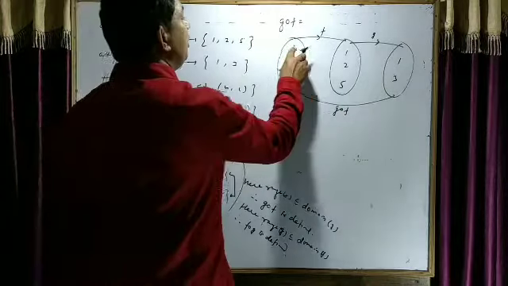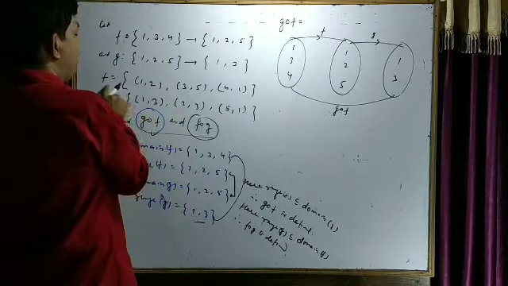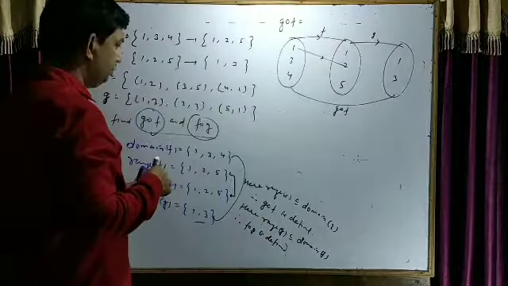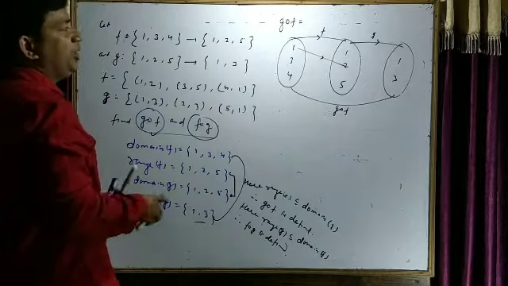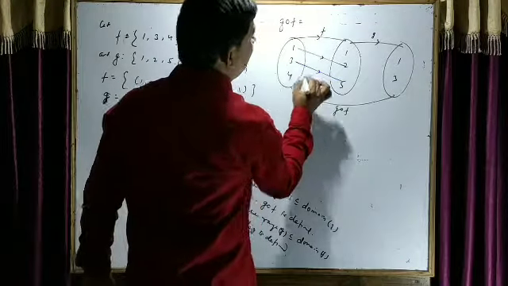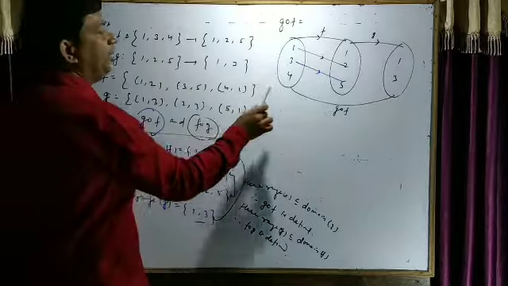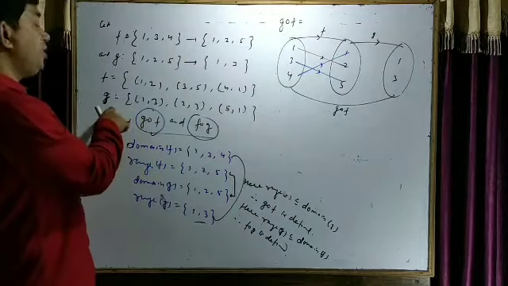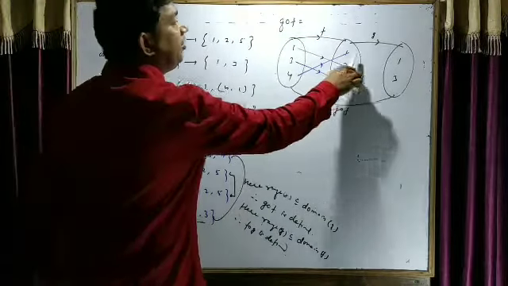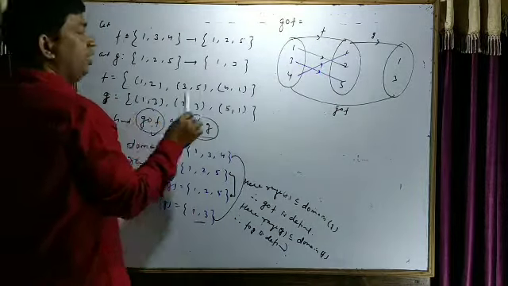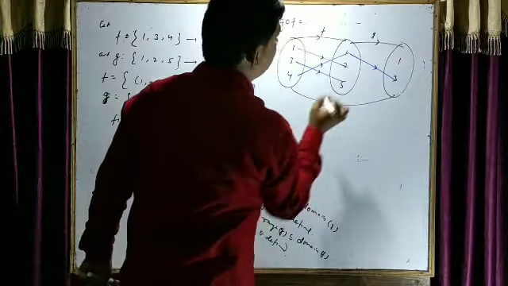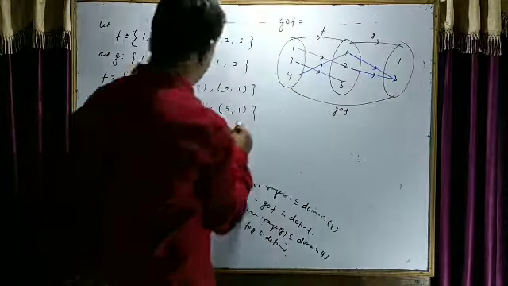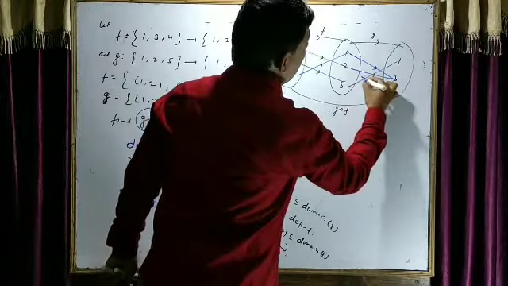Here F is defined: 1 is related to 2, 3 is related to 5, 4 is related to 1. Now G is defined from this set to this set: 1 is related to 3, 2 is also related to 3, and 5 is related to 1.